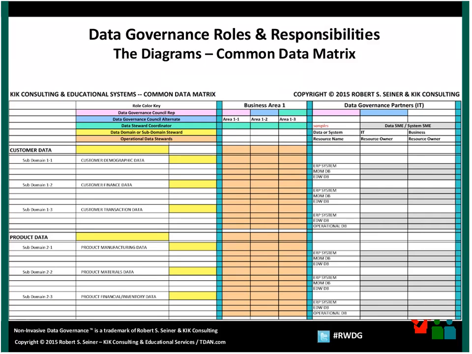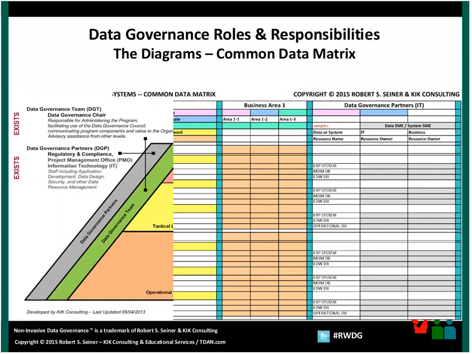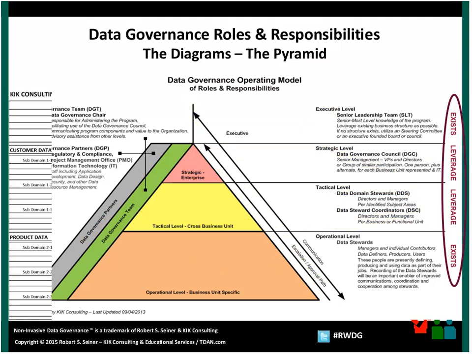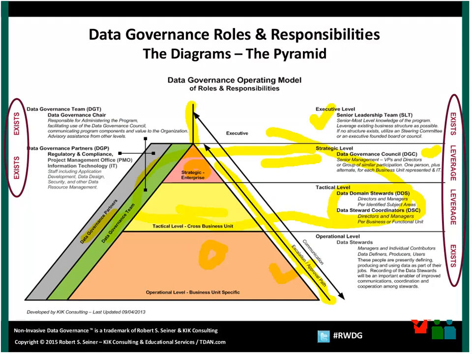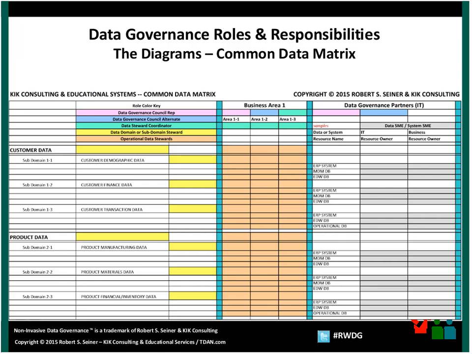Now, this is a diagram that I use quite a bit. It's called a common data matrix. And the interesting thing about this diagram, if I haven't stated it before, is that it's color coordinated with the pyramid diagram. You can see that all of the roles that are identified in the pyramid diagram, the colors of those roles are also identified in the common data matrix. And the common data matrix is a very simple tool. It's a two-dimensional spreadsheet that cross-references the different types of data that we have in our organization to the people in the organization that have responsibility for that data.